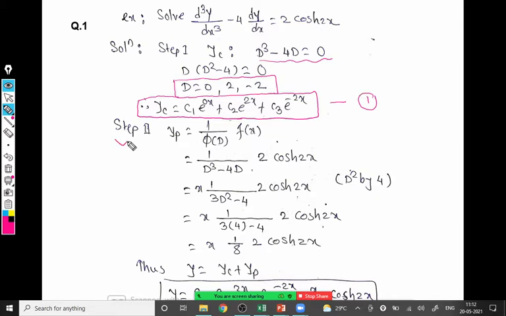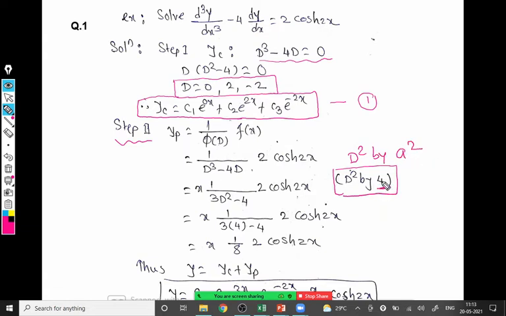Next, step 2, to get a YP: 1 upon function of d. Function of d is d cube minus 4d, and f x is 2 times cos hyperbolic 2x. Now, as it is a hyperbolic function, we have to replace d square by a square. Comparing with cos hyperbolic of ax plus b, the value of a is 2. Now it is plus a square, so in this case it is 4.